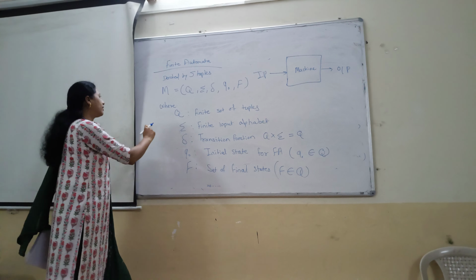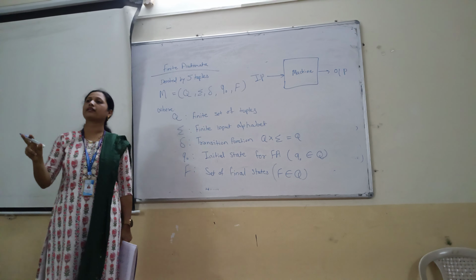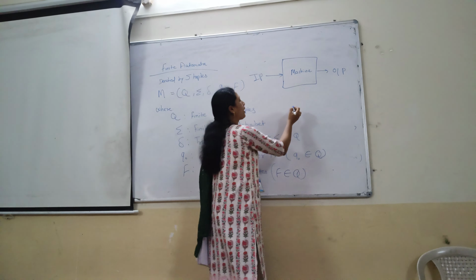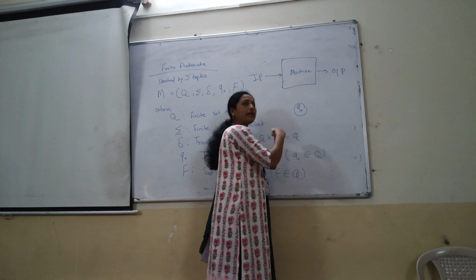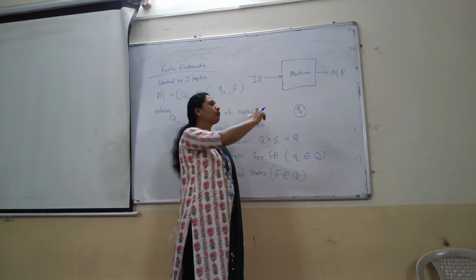So what is it? See here. Capital Q is a finite set of the states. Students, we are going to use states here, and states can be denoted by any letter. You can mention any letter here. We are going to see it. Everybody look at the board here.